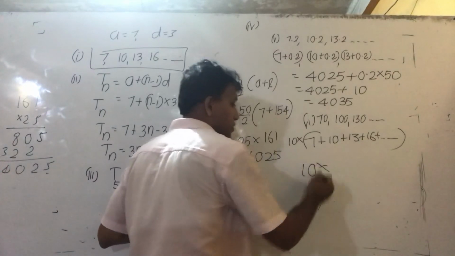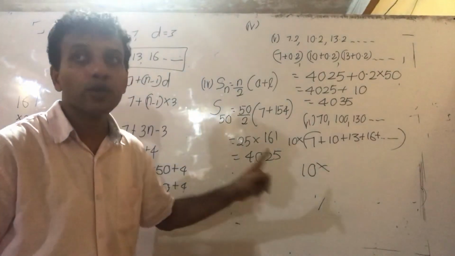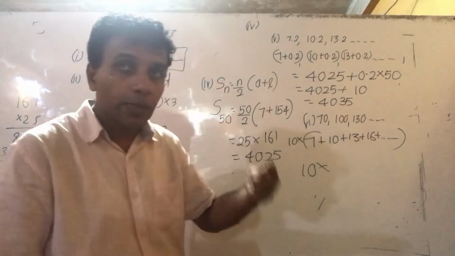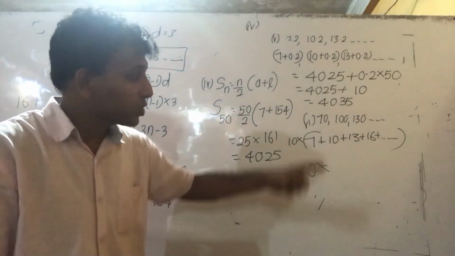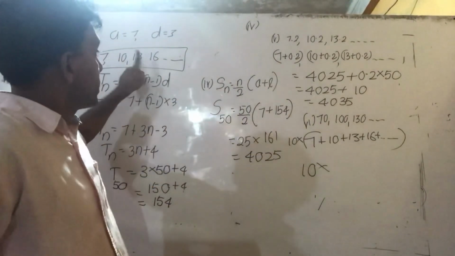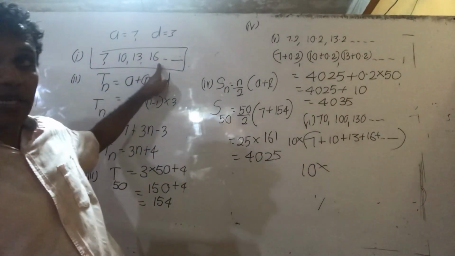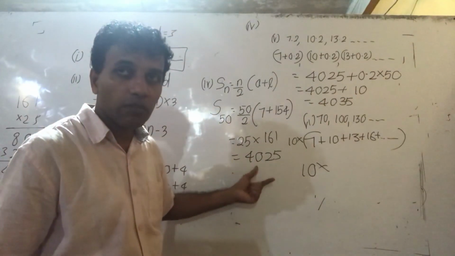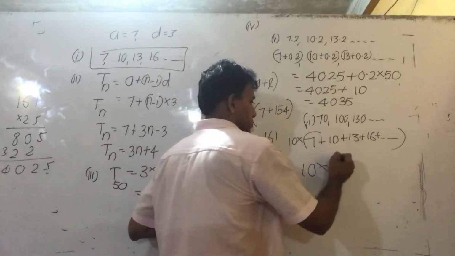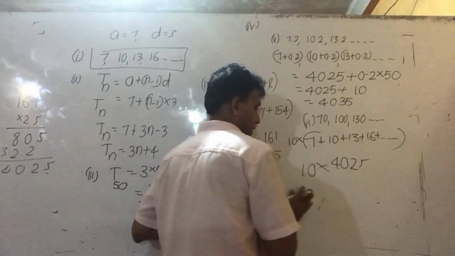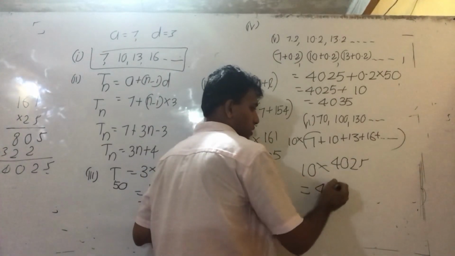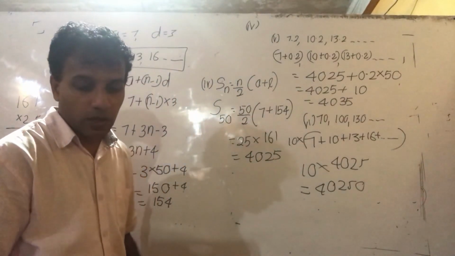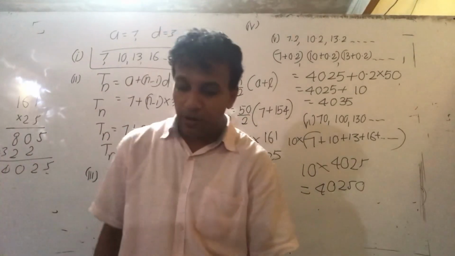10 times 4025. All the terms of the previous series are multiplied by 10. That's why 70, that's why 100, that's why 130, that's why 160. So the total answer is the 50-number addition multiplied by 10. So the big number, what is that? 40,250. So this is the type of arithmetic series questions.